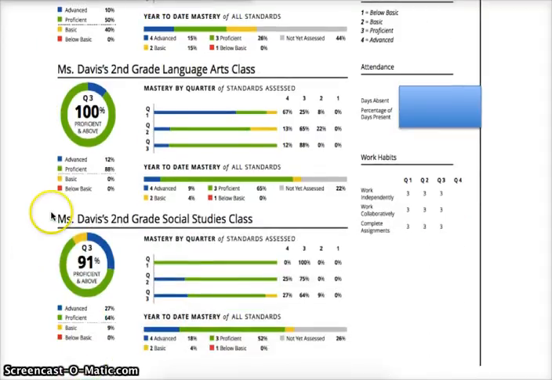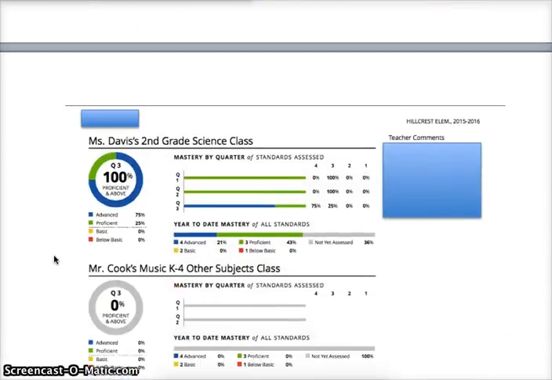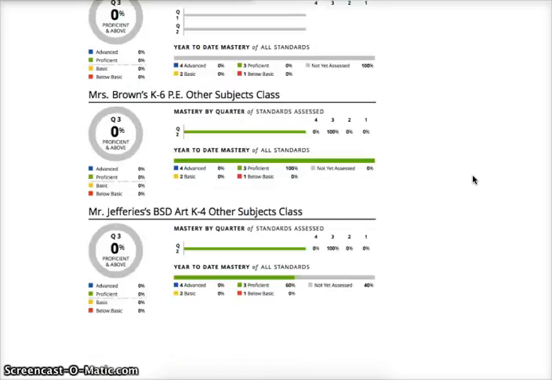Same thing down here for language arts. Out of all of the standards for quarter 3, this student had 100% in proficient or advanced. Proficient is green, advanced is blue, basic is yellow, and below basic is red. Again, same thing for social studies, and same thing for science. Down here, you'll notice my comments, but for this instance, I blocked them out.